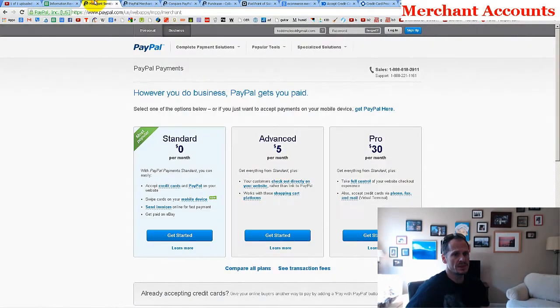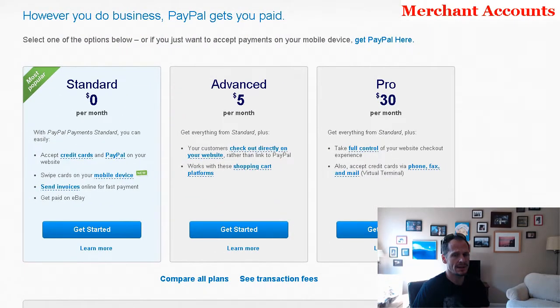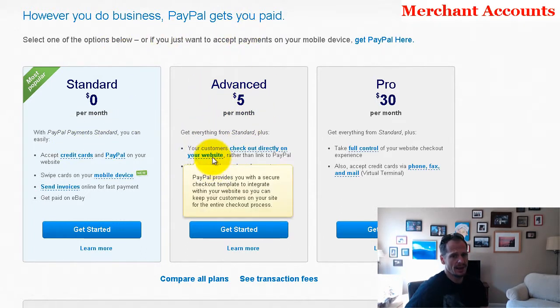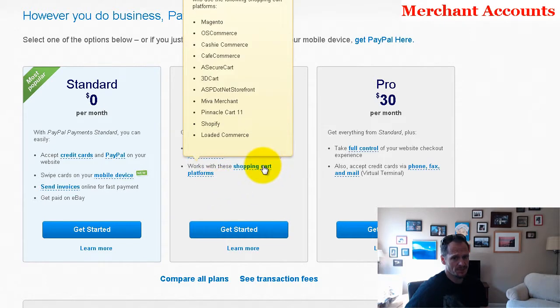If you want to have your own website or just do some other way of accepting payments, PayPal is really pretty much the standard stop for getting payment processing on a website, at the beginner and intermediate level. At the advanced level, there are other options. At PayPal, you've got a couple of different options: the $0, the $5, and the $30 option. When you do the $0 one, your customers go to PayPal to pay. When you do the $5 one, they're going to pay on your website, and it supports different shopping cart platforms for building your website.